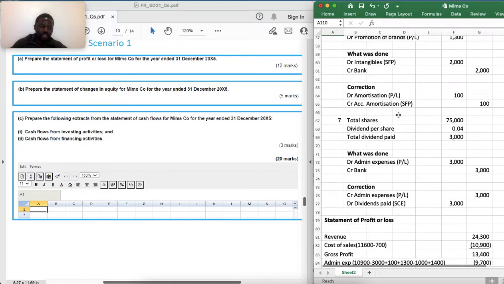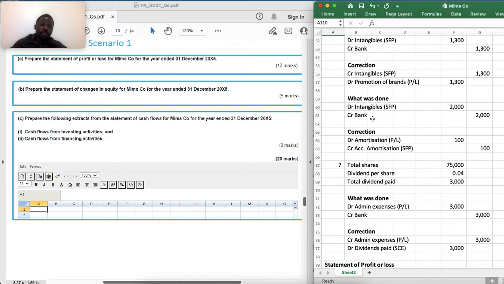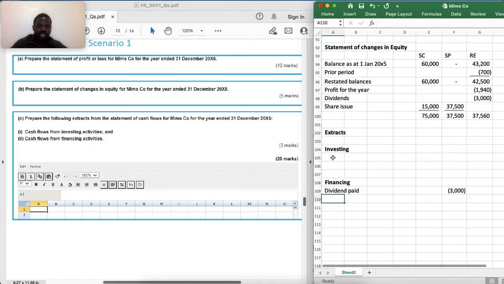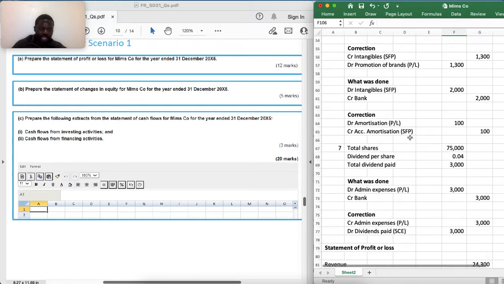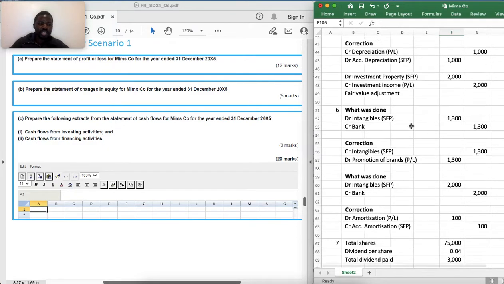Let's go again on top where we have got bank. We bought an intangible for 2,000. So that was a brand. So we say purchase of brand 2,000. Let's go to our journal. Where there is bank, we'll pause and consider. We paid for promotion of 1.3. So the promotion is not investing, it's not financing, it's operating. So we'll not consider this cash flow.